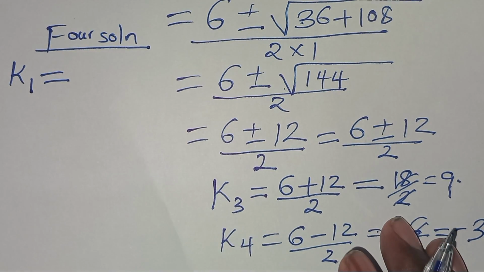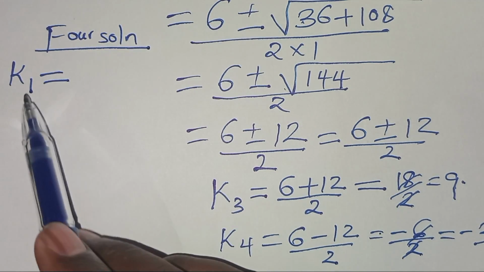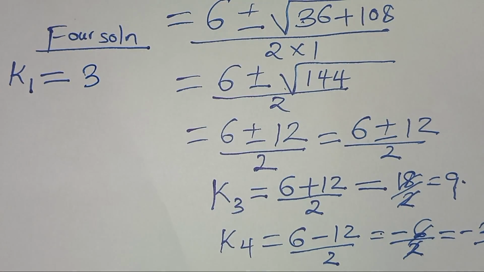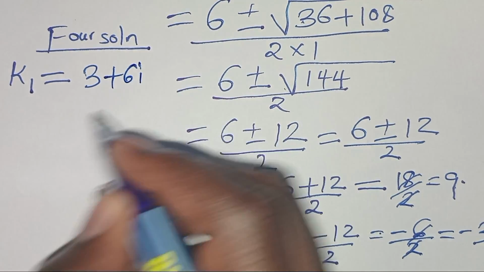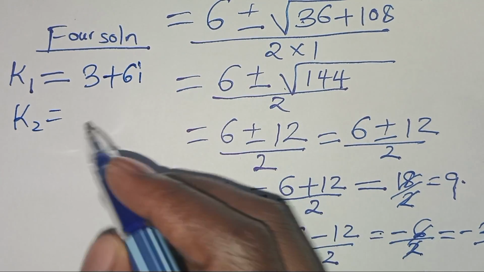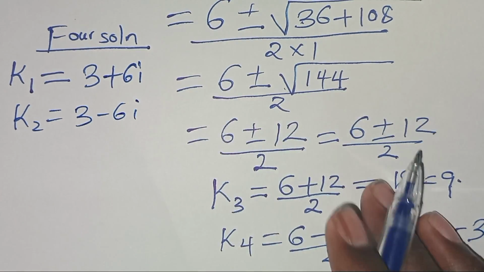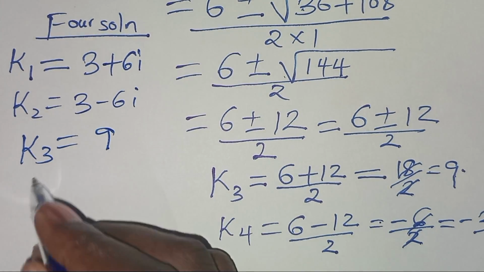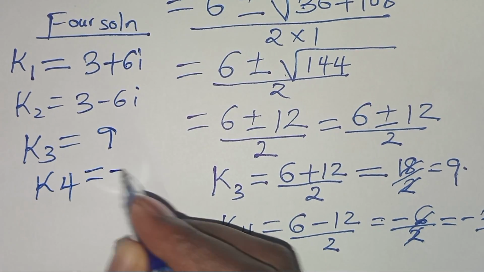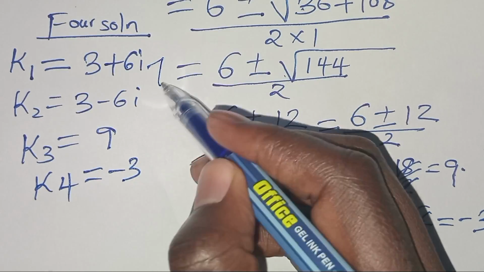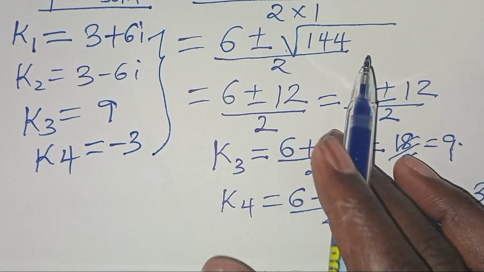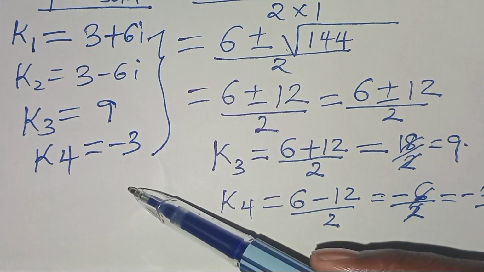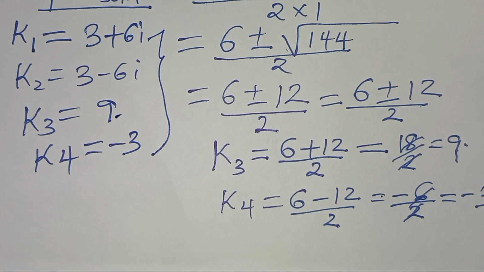Now in this case, we have 4 solutions here. K1 is equal to 3 plus 6i. K2 is actually equal to 3 subtract 6i, and then K3 here is equal to 9, and then we have K4 equal to negative 3. So here we have 4 solutions. We have 2 complex solutions and 2 real solutions.